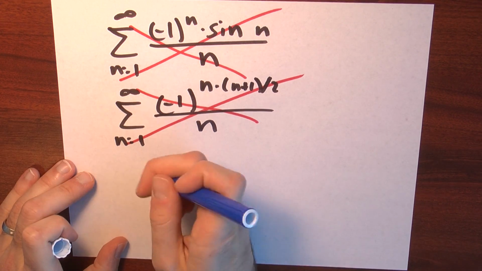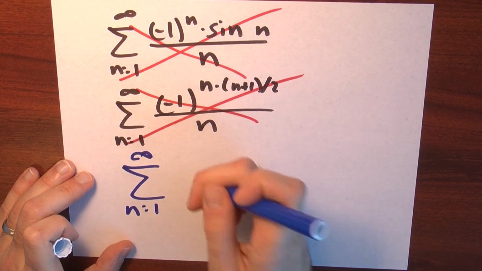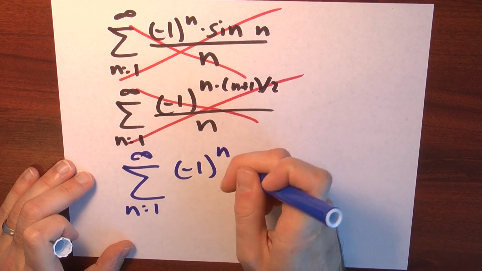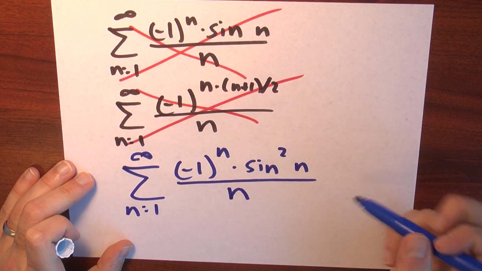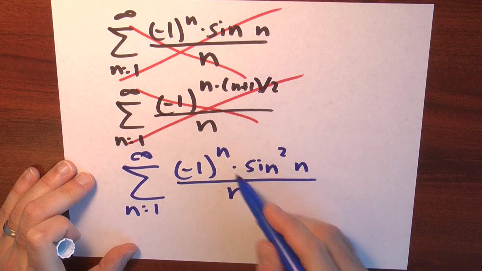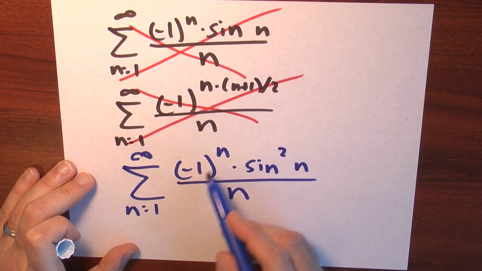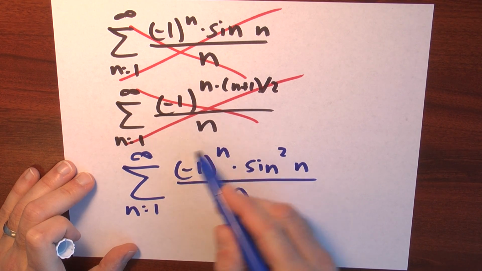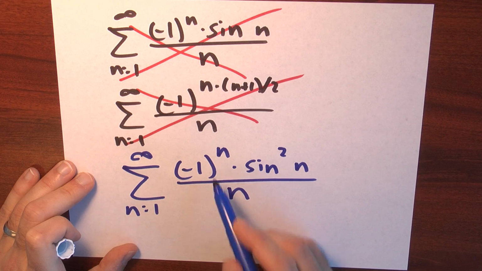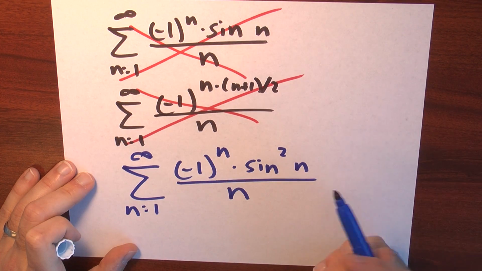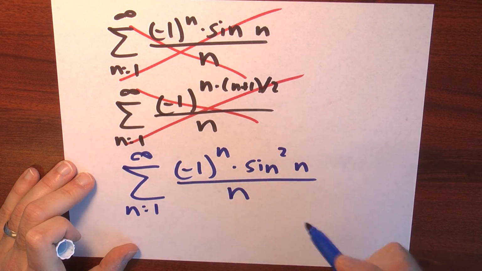In contrast, here's an example that is an alternating series. The sum n goes from 1 to infinity, say, of (-1)^n times sine squared n over n. Sine squared n turns out to always be positive, right? The n is positive here. The minus 1 to the n is the only thing that's affecting the sign of this term, and this does indeed flip-flop back and forth between negative, positive, negative, positive, negative, positive. This is an alternating series.